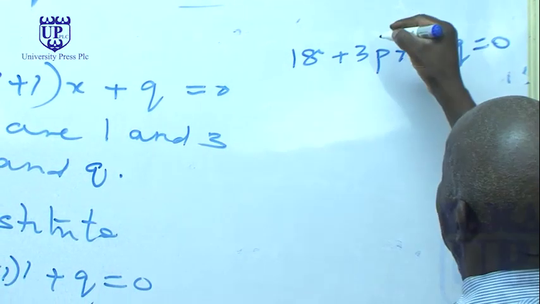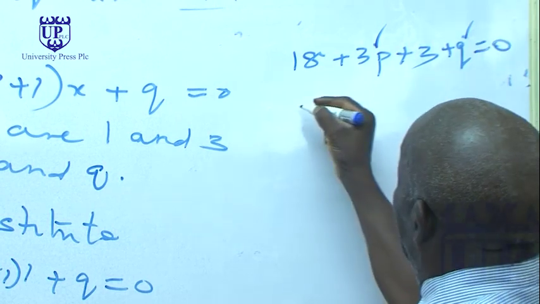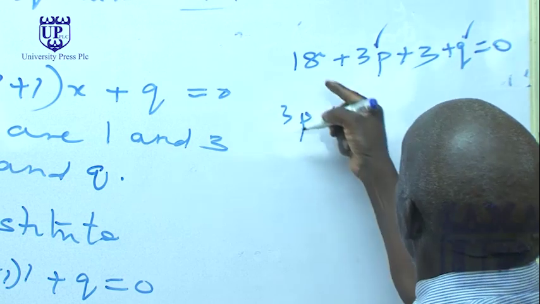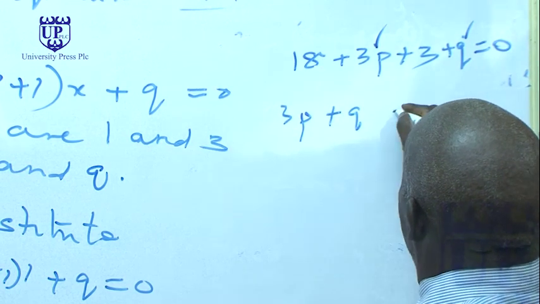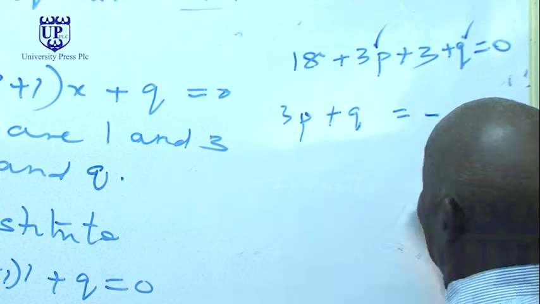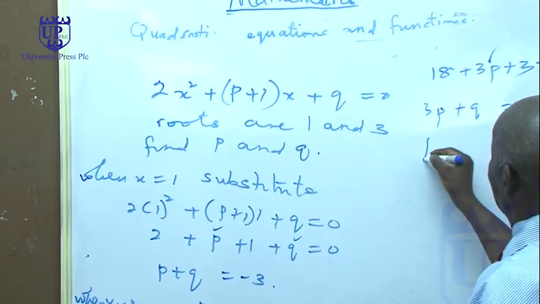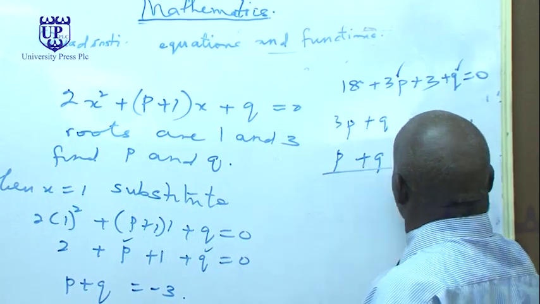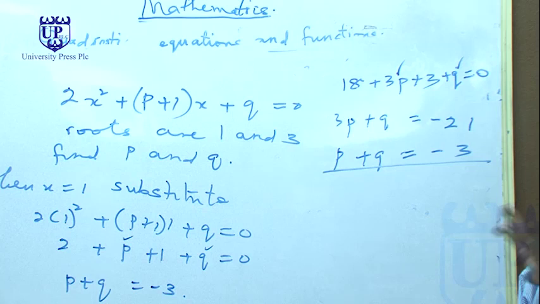Now look up. This is a variable, this is a variable. Write them together: 3p plus q. 18 plus 3 is 21. Take it to the other side. That is minus 21. Remember the first equation is p plus q, which is minus 3. My students, this one breaks down to simultaneous equations. We are not going to solve because you are adequately informed how to solve them.